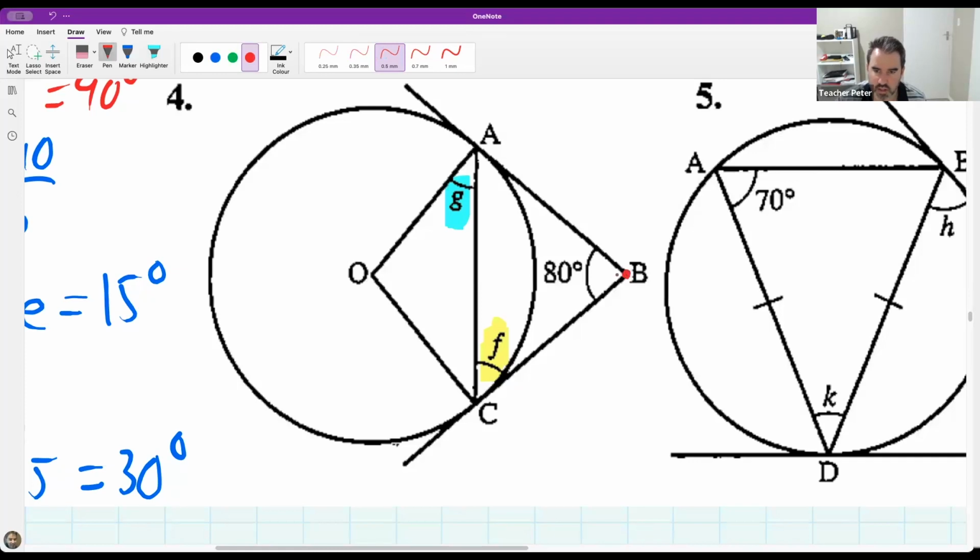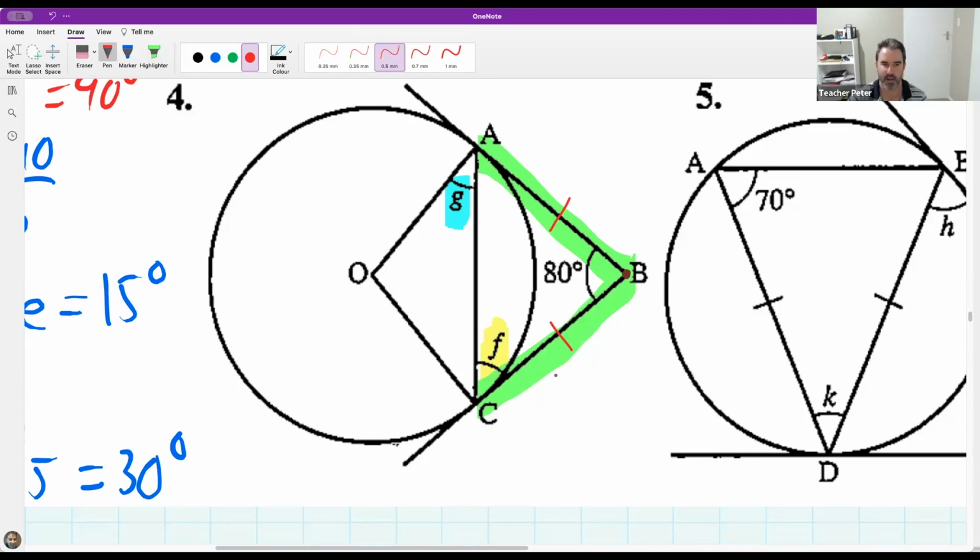What theorem is going to be involved with finding F? So there is a common point. Yep, tangents from a common point. There's a tangent that goes here and a tangent that goes here. And so what we're going to see is that those two are equal. So what does that make F? You're quite right, AB and BC are equal. That's perfect. So now the question becomes, what is F?